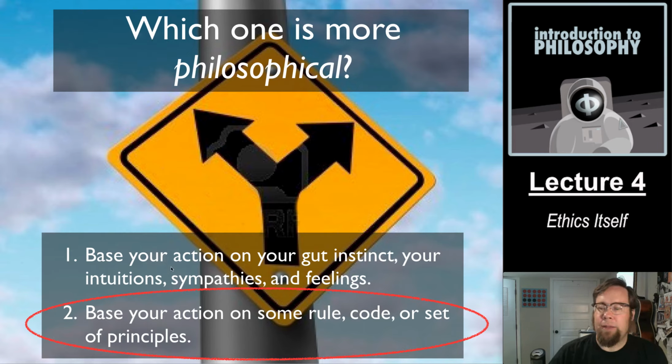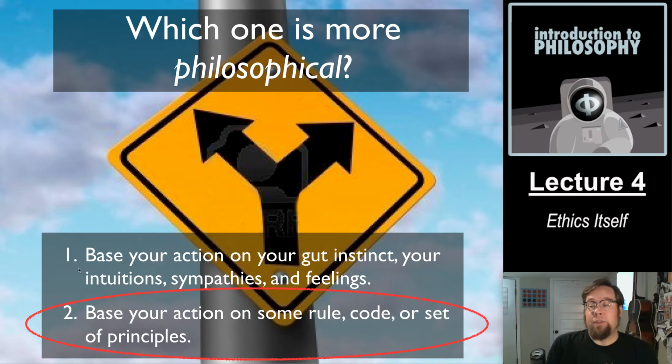So you might say, like, well, I don't want to be philosophical. I want to do things along the lines of number one. That's fine. That's your choice. Nonetheless, you're taking a class here on philosophy, so you're going to learn about how to do things along the lines of number two. That's the philosophical way of doing things.